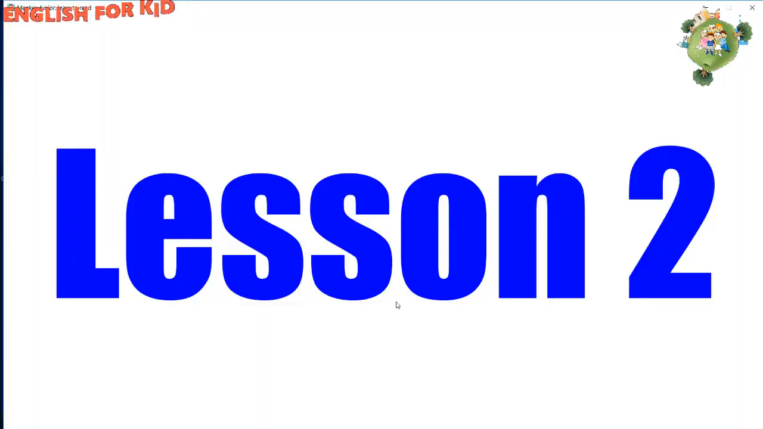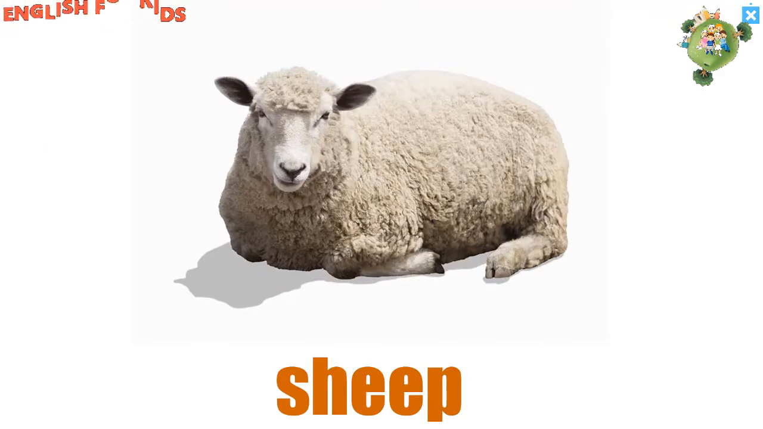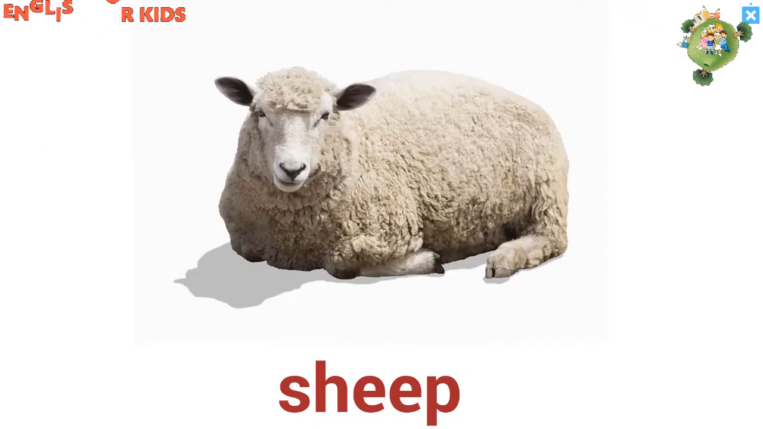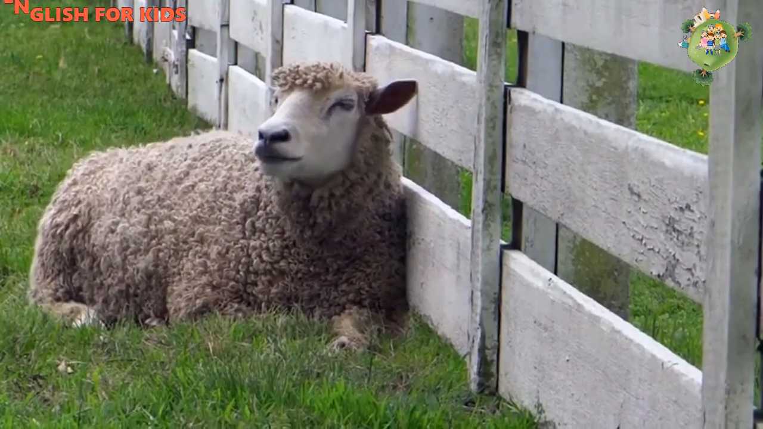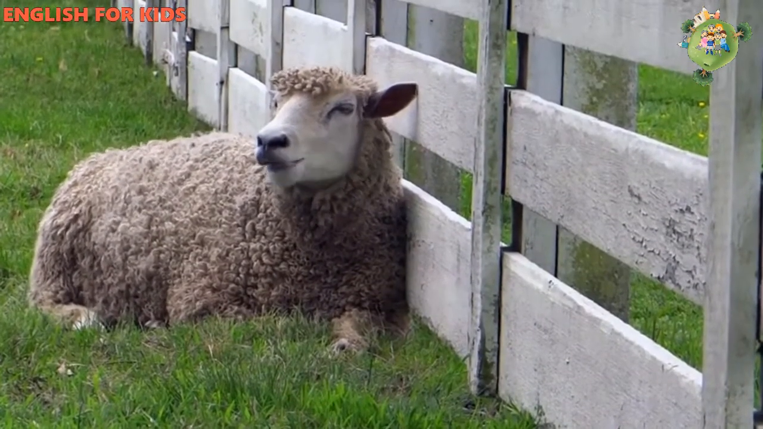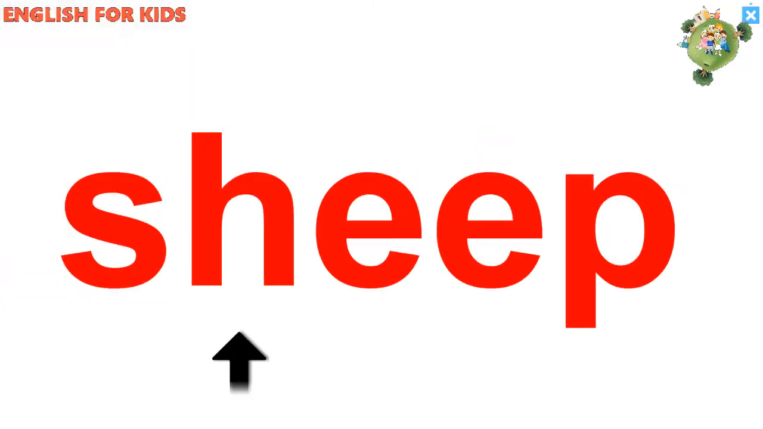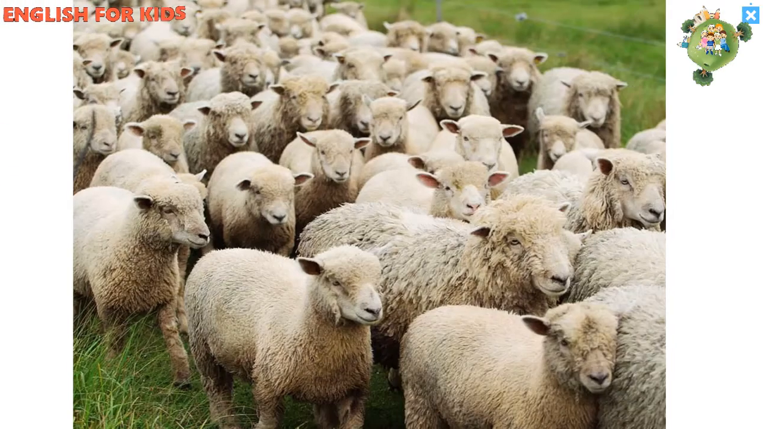It's for kids. Common animals. Sheep. Bah. Sheep. Bah. Sheep. A group of sheep is called a flock.